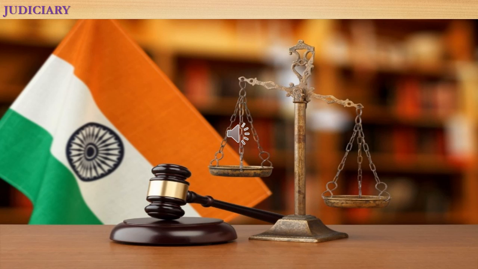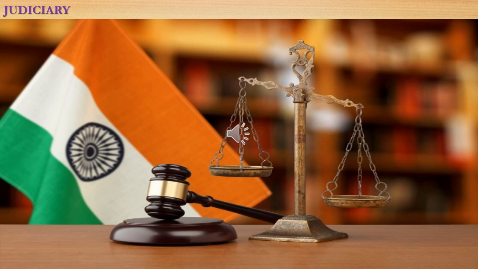Then the third organ, union judiciary. It consists of the Supreme Court of India. Their duty is to check the violation of laws. So the central government consists of three organs: executive, legislative and judiciary.